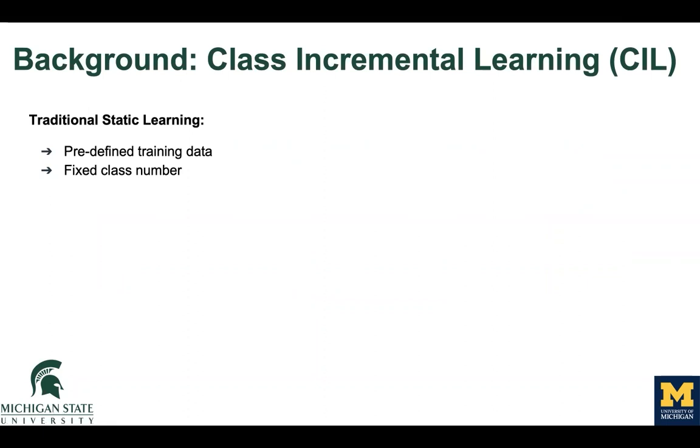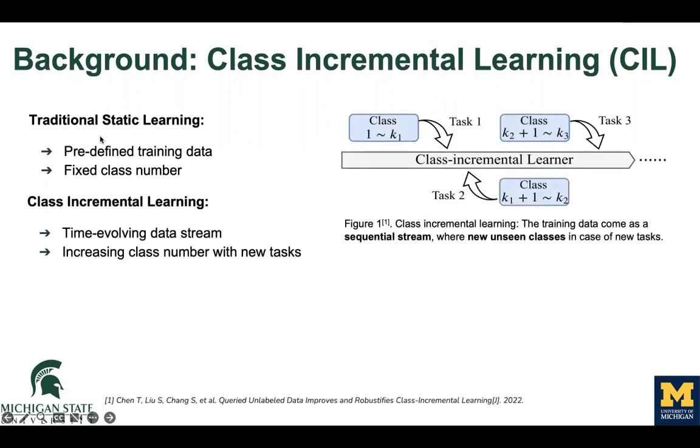One important aspect of this paper is the concept of class incremental learning. Traditionally, tasks with fixed class numbers are referred to as static learning, where the training data and class numbers are predefined. In contrast, class incremental learning deals with an unknown data stream, where the class number increases as new tasks are introduced, as illustrated in this figure.